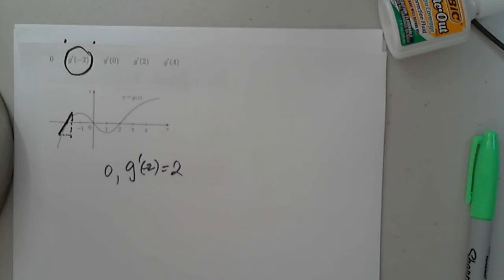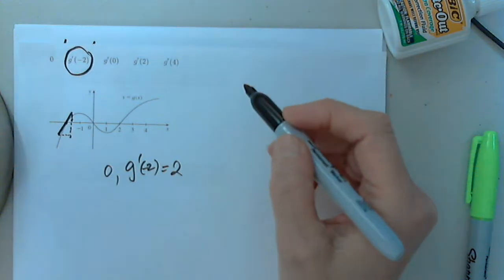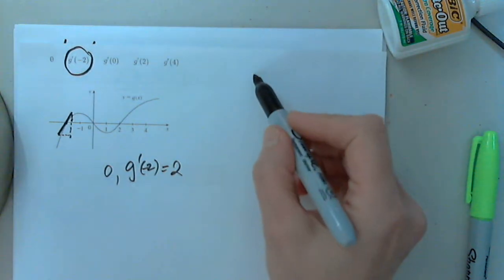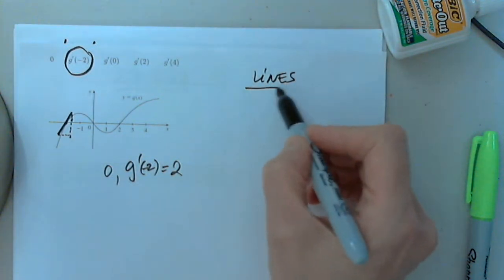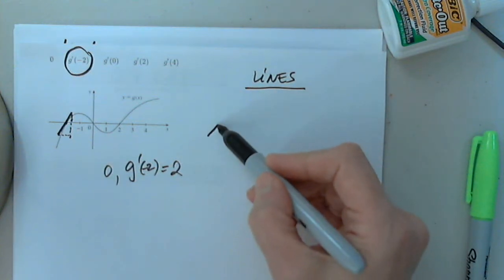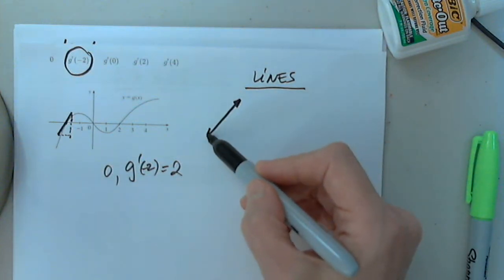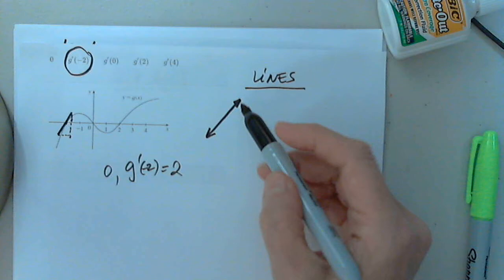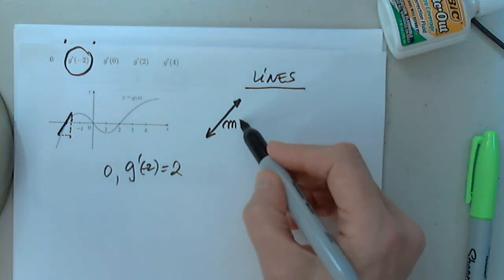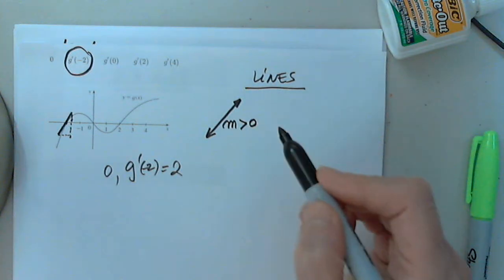Do you measure if it's positive or negative based on the corner? Very good question. Okay, so we have lines in general. We have a line that is increasing from left to right, and this line has a slope that is positive.